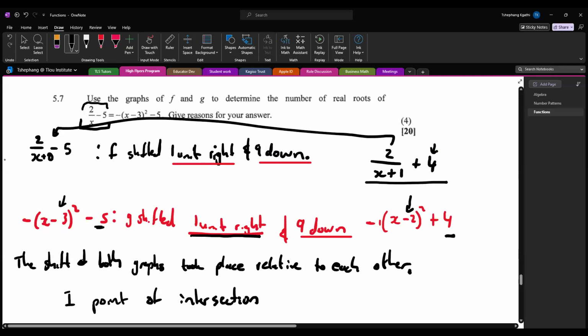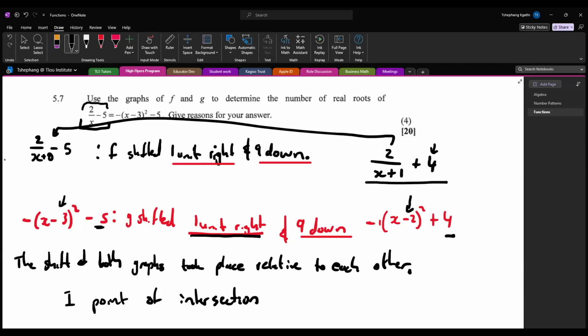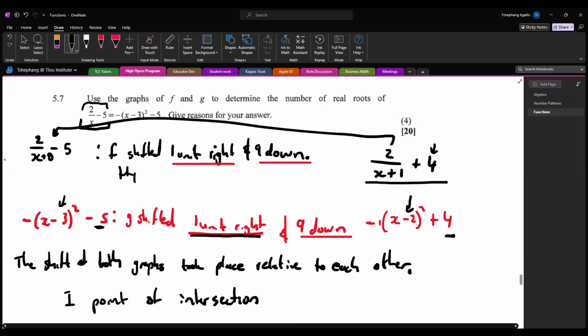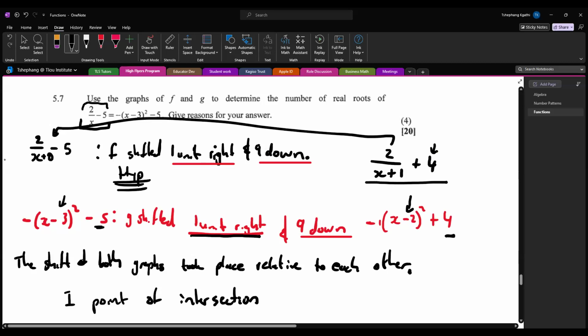Now let's look at the y values. Originally we had, to start with, 4. Now we have -5. How did we go from 4 to -5? We needed to subtract 9. That's just the difference between 4 and -5. Right, so I got the shift for the hyperbola. We just write hyper there. That's what happened to the hyperbola.